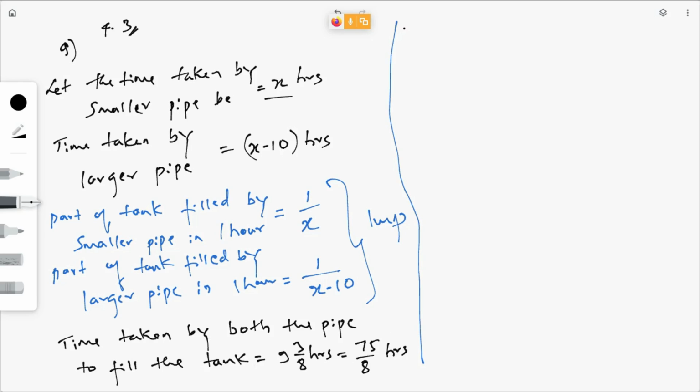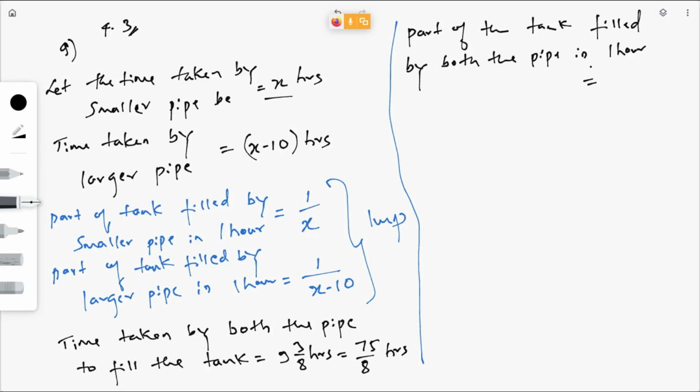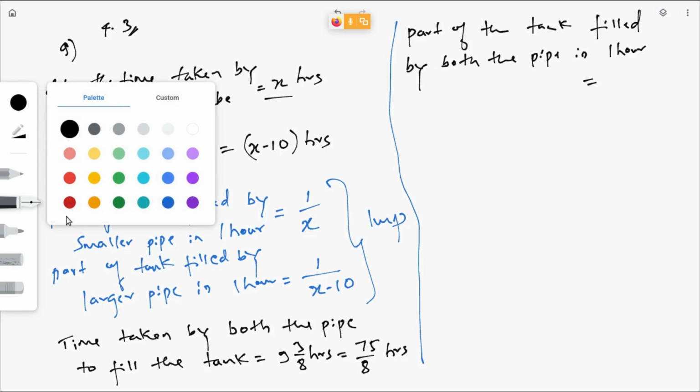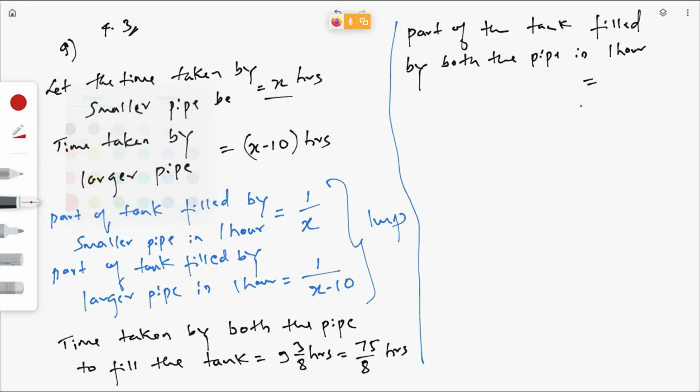Okay, next one. Part of the tank filled by both the pipes in 1 hour. You need to answer this one, fast. Part of the tank filled by both the pipes in 1 hour is again 1 divided by the total time.